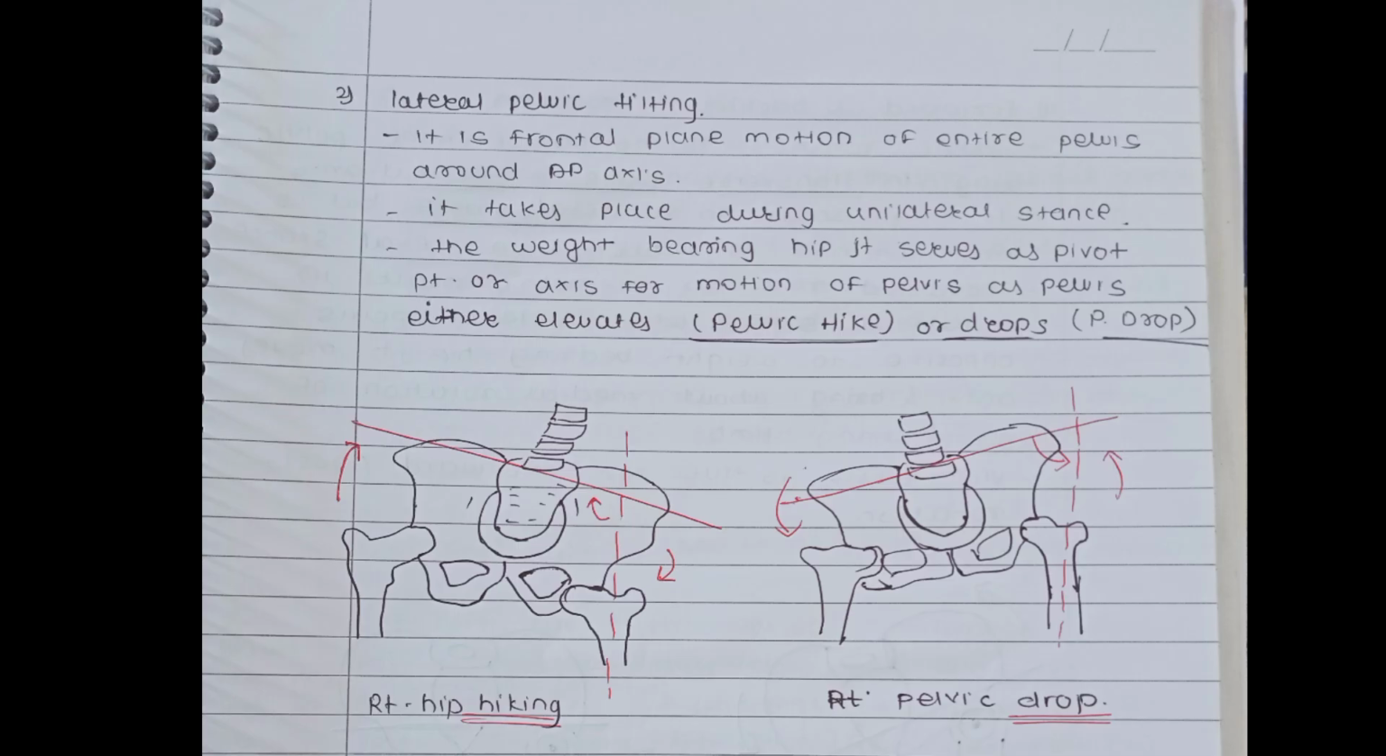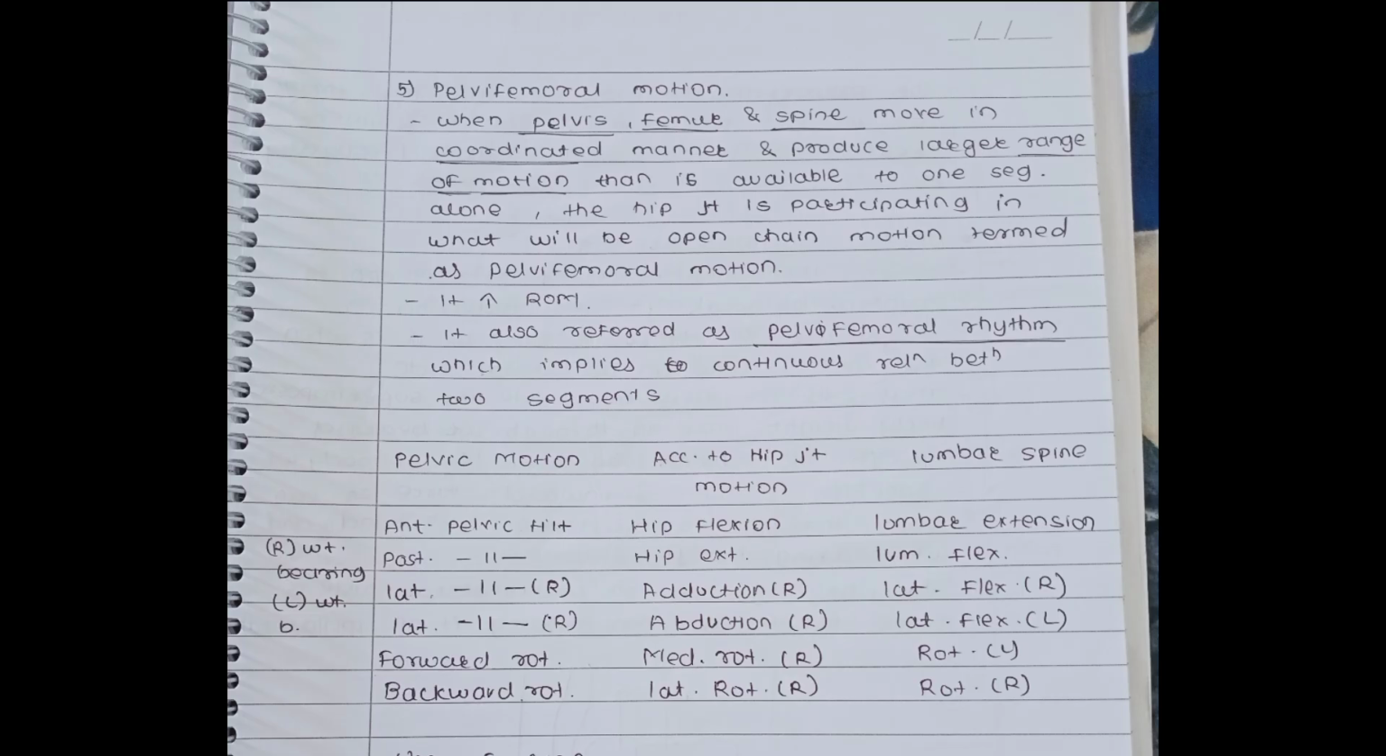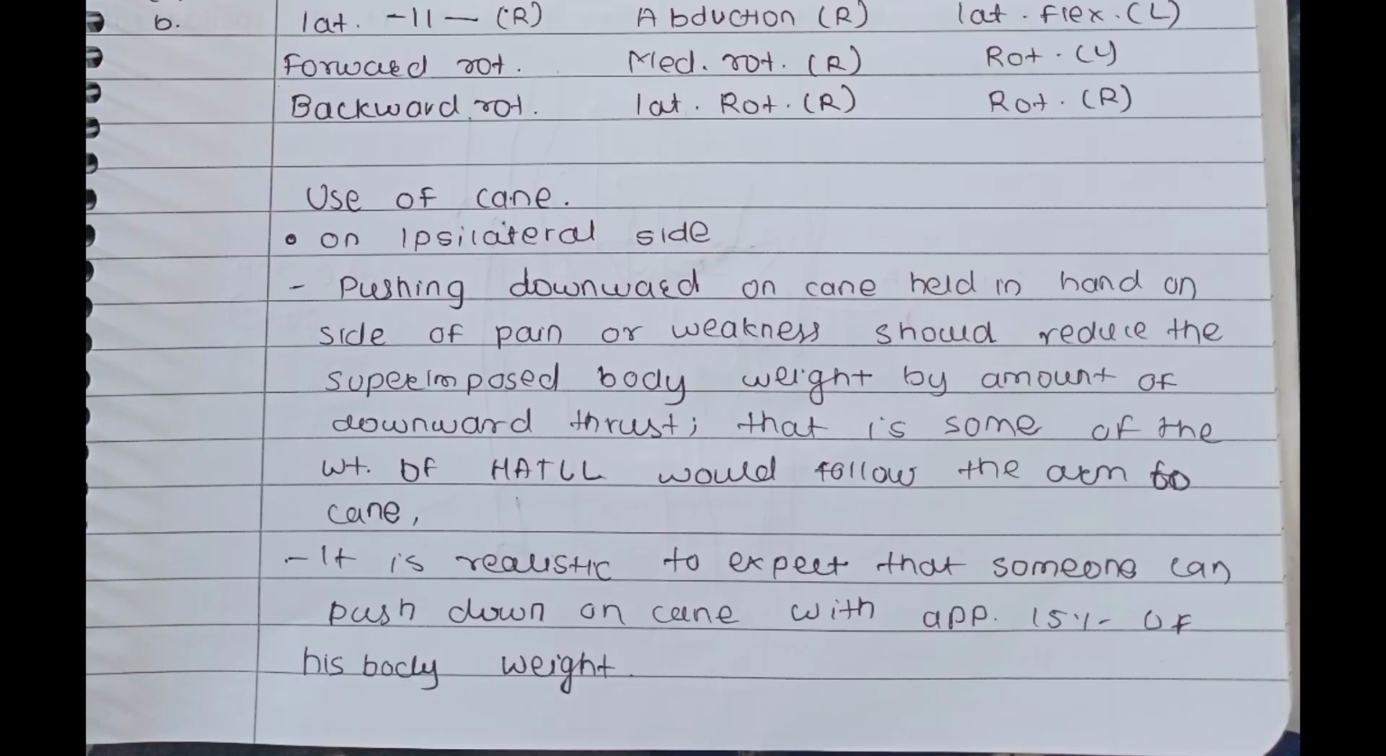Next we have lateral pelvic tilting, which occurs in unilateral stance. It means when one leg is stable on the ground, the pelvis can either elevate, a pelvic hike, or drop. Next is pelvofemoral motion. It can be asked separately in the exam. It means when the pelvis, femur and spine move in a coordinated manner and produce a larger range of motion. It increases the range of motion, and it is also referred to as pelvofemoral rhythm, which implies a continuous relation between the two segments.